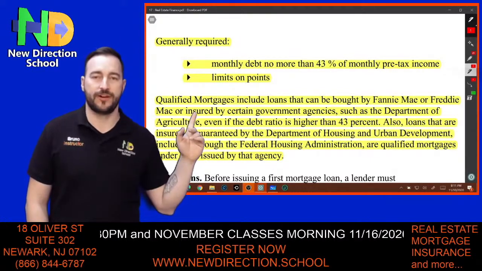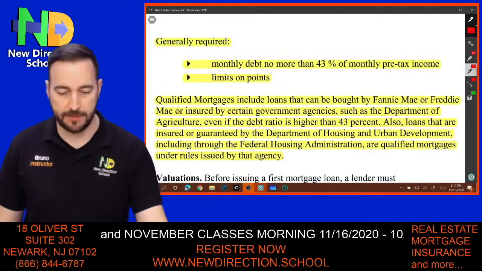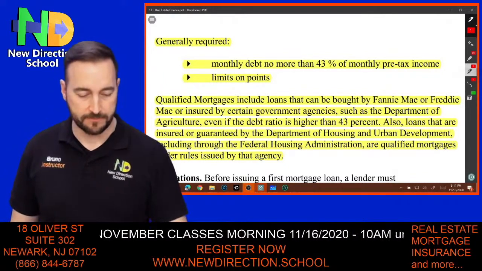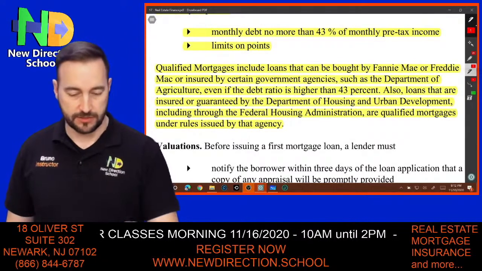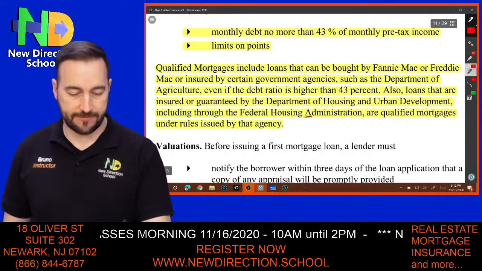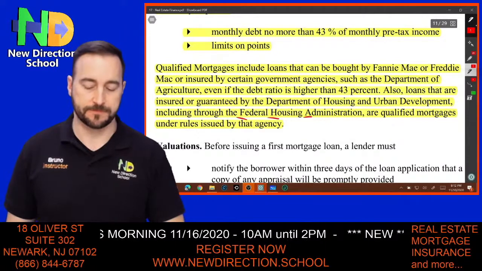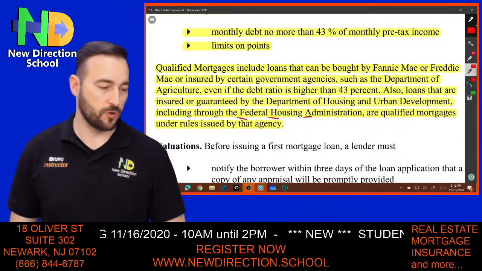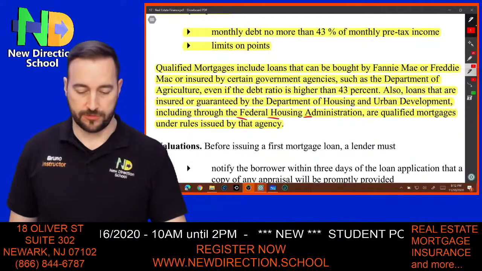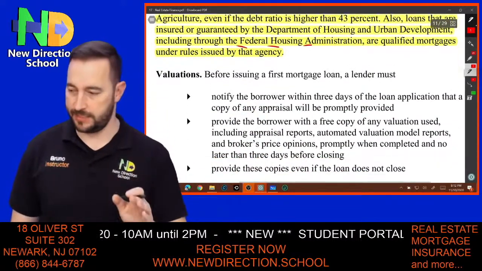So what are qualified mortgages? These include loans that can be bought by Fannie Mae or Freddie Mac or insured by certain government agencies. So qualified mortgages are the FHA, for instance. Okay, FHA is an example of a qualified mortgage, and the debt ratio is 43%. We'll talk about that later.